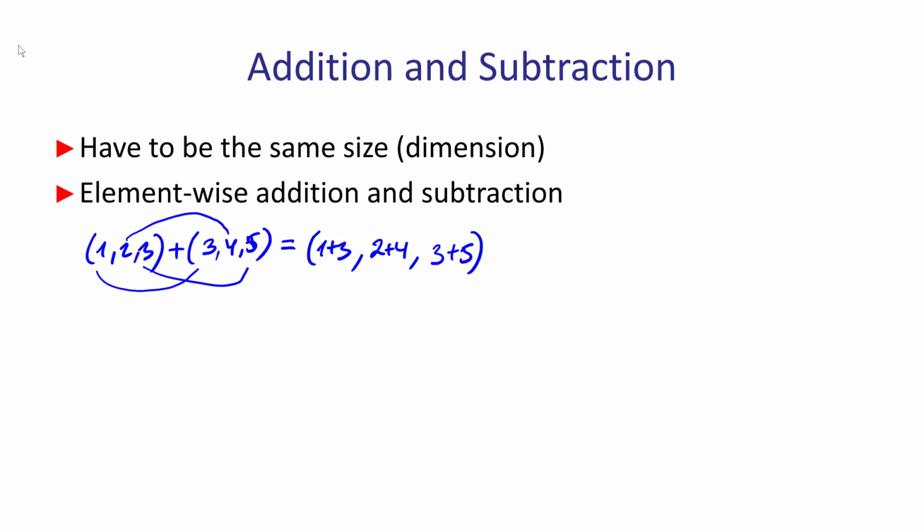So you're doing that element-wise. First element with first element, second element with second element, and so on. And the result, of course, will be 4, 6, 8.